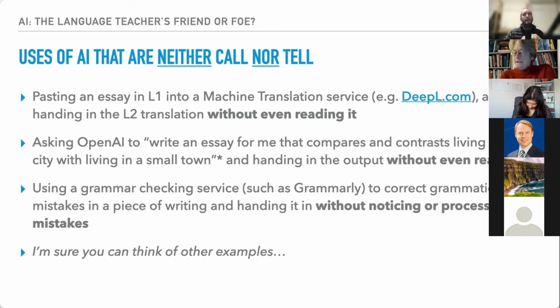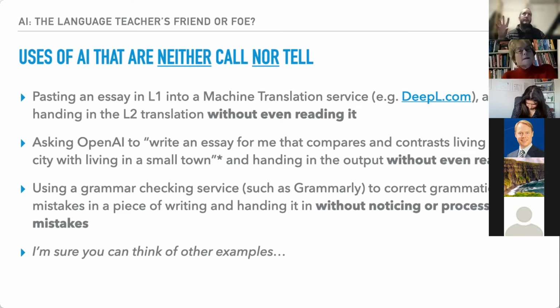Using a grammar checking service such as Grammarly to correct grammatical mistakes in a piece of writing without noticing or processing the mistake. So we have this concept in second language acquisition called noticing. We have to notice the gap between our speech or our writing and the correct form of the speech, the correct form of the writing. And unless we notice the difference, we can't improve, we can't move toward that ideal without noticing the difference.